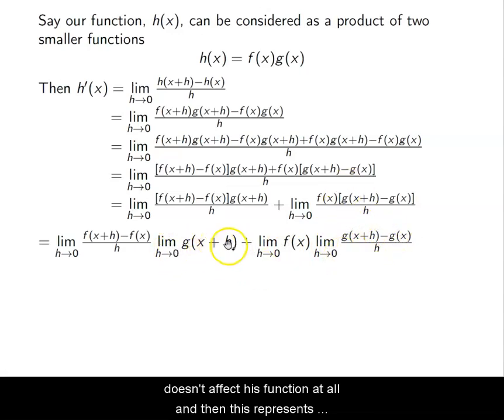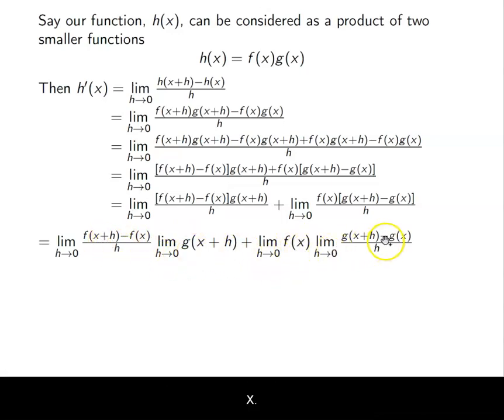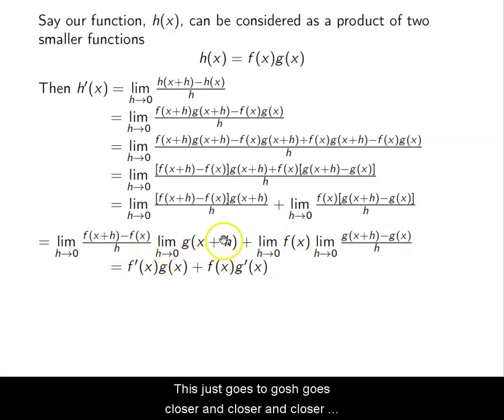So if you notice here, as h goes to 0, this just turns into g of x. So what I end up with is f prime times g plus f times g prime. Okay, so the derivative of f, this just goes to g. As h gets closer and closer, my outputs just get closer and closer to g of x. So this is just g of x. This doesn't have an h in it at all, so that's just f. And this is the derivative of g.